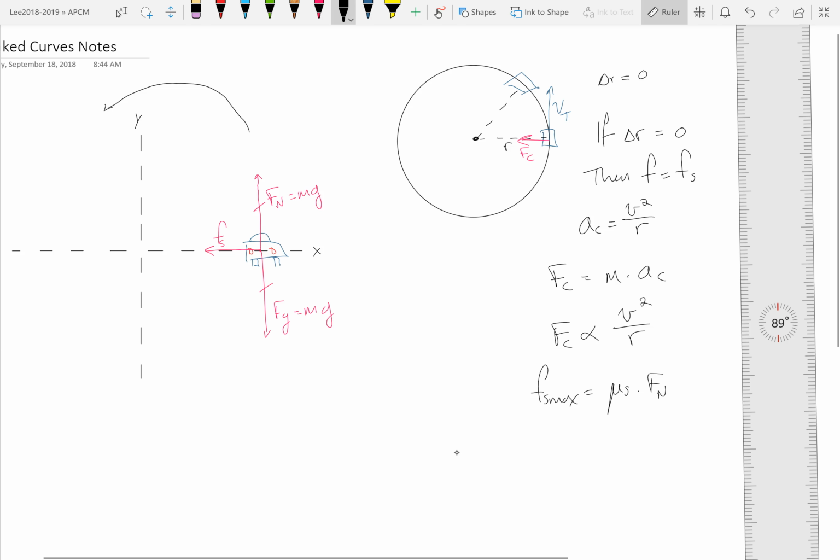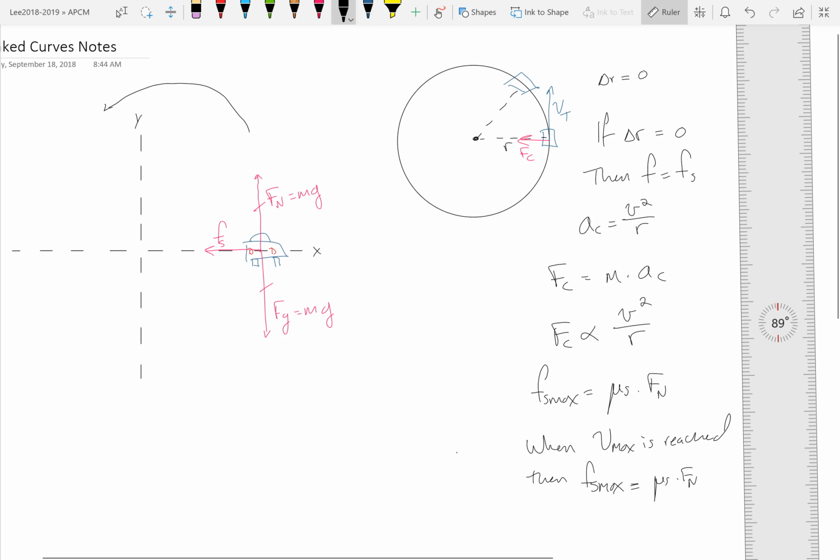At a maximum, it equals mu s times the normal force. So when V max is reached, or as we approach V max, we approach Fs max, but when V max is reached, then Fs max is reached, which is mu s times the normal force. So that's what we'll look at here, just as a reminder.